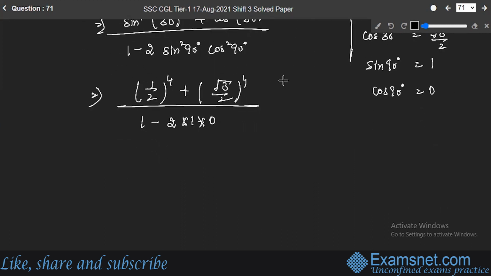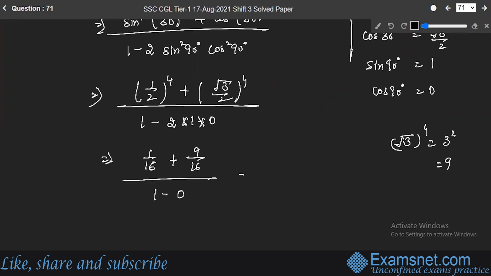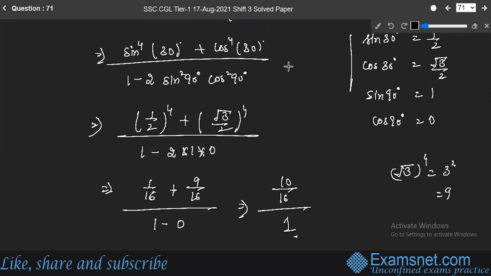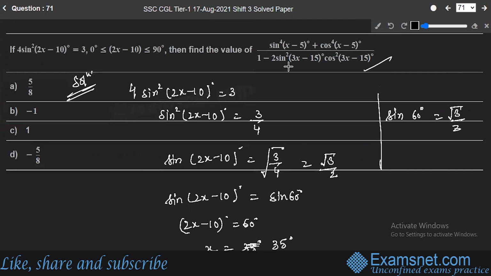So this will be equal to 1 by 16 plus root 3 raised to power 4, which is equal to 3 square, which is equal to 9. So 9 divided by 16, upon 1 minus 0. So this is 10 upon 16 upon 1, which will be equal to 5 by 8. So this is your answer. Let's check. Option A is the correct answer to our question. Hope you are clear.